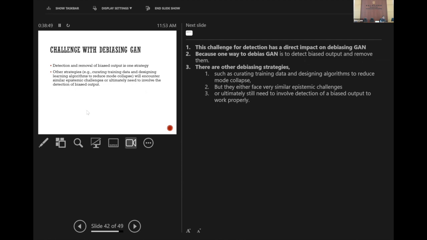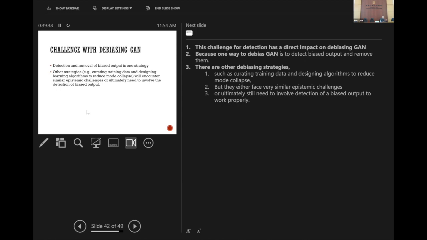And the challenge for detection has a direct impact and practical implication for debiasing them. This is because one way to debias, again, is to detect and remove the biased output. So the same problem applies here. But even for other debiasing strategies, for example, we can curate the training data, right? For example, try to balance as many dimensions as possible. Or we can design algorithms to reduce mode collapse. These two strategies will encounter very similar epistemic challenges, or ultimately they would involve detection of a biased output to work properly.